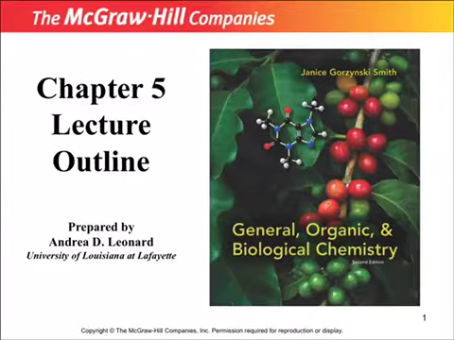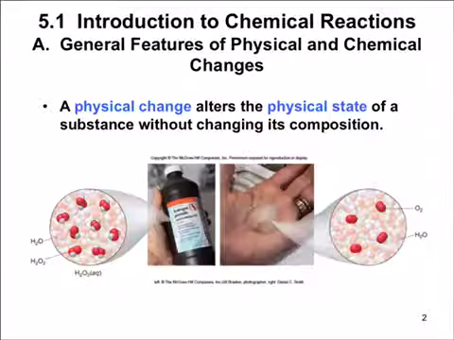In Chapter 5, we're going to talk about stoichiometry, which is chemical math. In order to understand chemical math, though, we have to be able to talk about how we envision chemical changes or chemical reactions occurring, and that is evidenced by the chemical equation. So let's talk about chemical reactions.